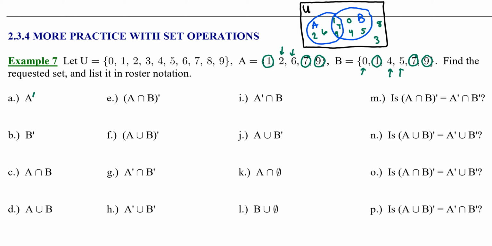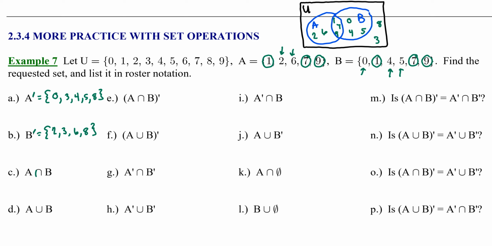So the first one we're looking for is A complement. That's going to be everything outside circle A. So I'm looking at circle A and I'm staying outside of that boundary. We have 0, 3, 4, 5, and 8. B complement will be everything outside of circle B. So again, do the thumb trick, right? Take your thumb, cover up everything in circle B, and then list everything outside of circle B. We'd end up with 2, 3, 6, and 8. Everything outside of circle B. 2, 3, 6, and 8.